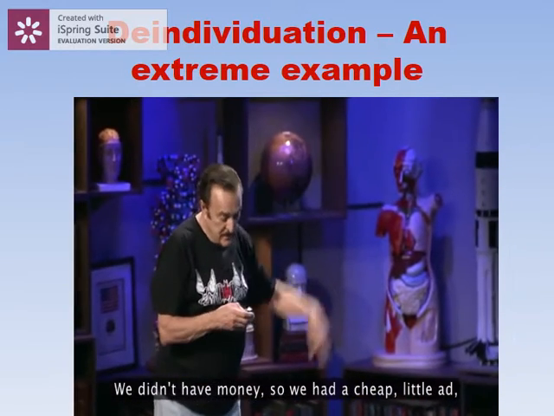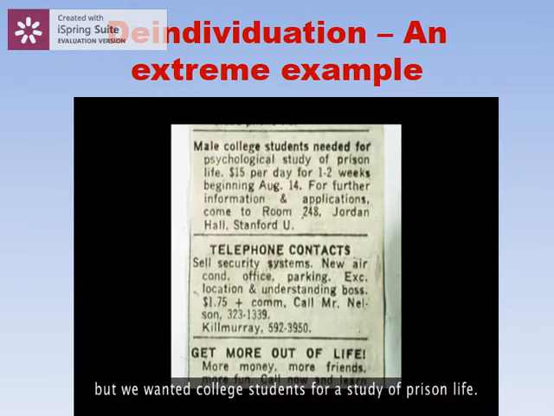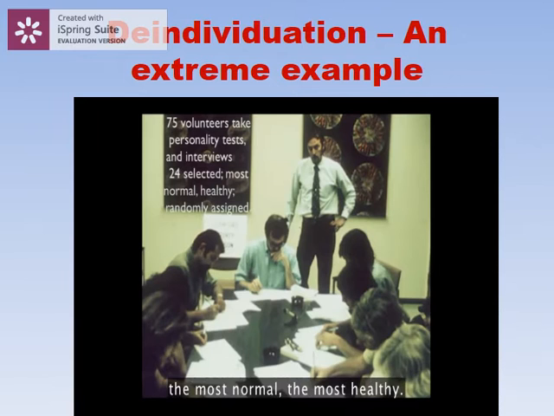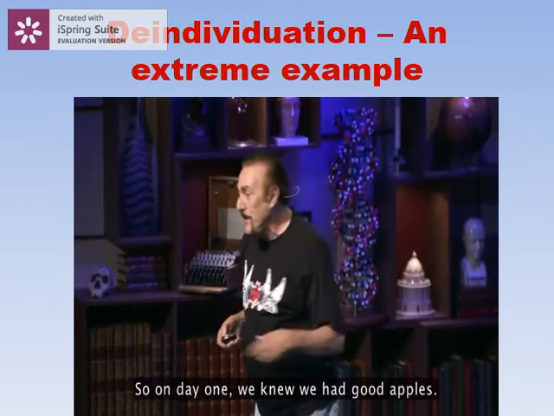We didn't have money, so we had a cheap little ad. But we wanted college students for a study of prison life. 75 people volunteered, took personality tests, we did interviews, picked 24, most normal, most healthy, randomly assigned them to be prisoner or guard. So on day one, we knew we had good apples.